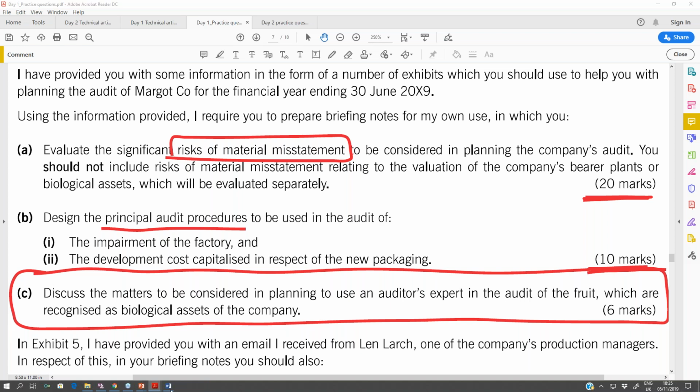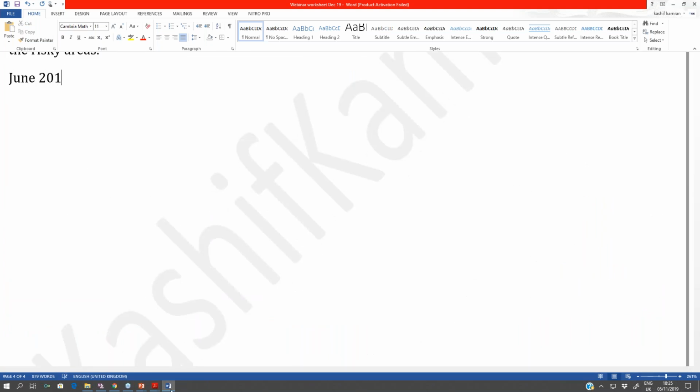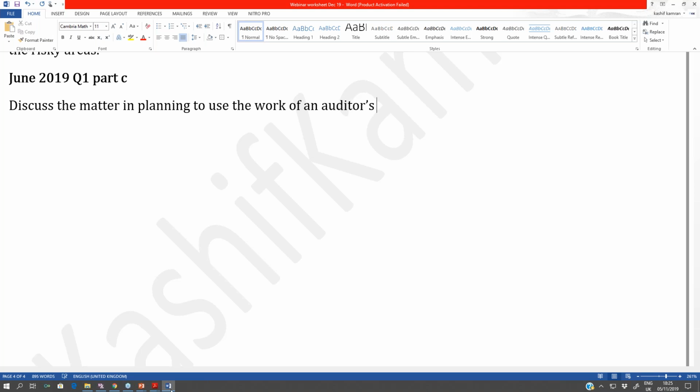So let's take it down towards the Word file. And on the Word file, let's start with the analysis of this question. June 19, question number 1, part C. And this question is asking us to discuss the matters in planning to use the work of an auditor's expert. So I hope everyone knows the answer for this. Whenever the auditor relies on the work of an expert, whether it is an auditor's expert or a management expert, there are typical matters, right, which you need to focus on. So discuss the matters in planning to use the work of an auditor's expert.